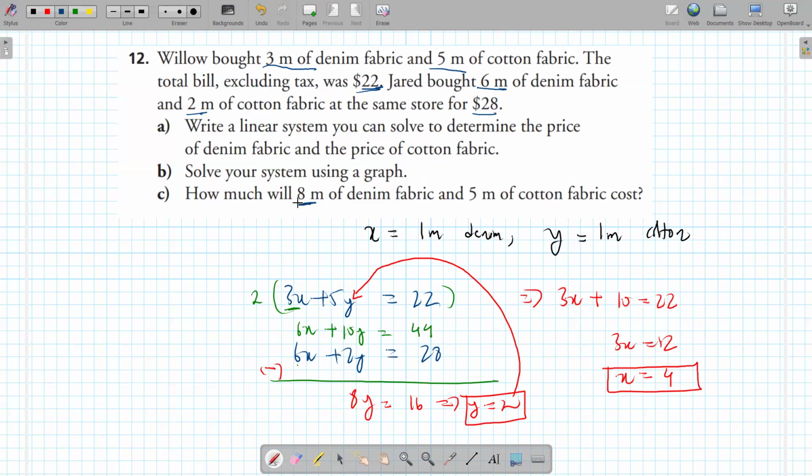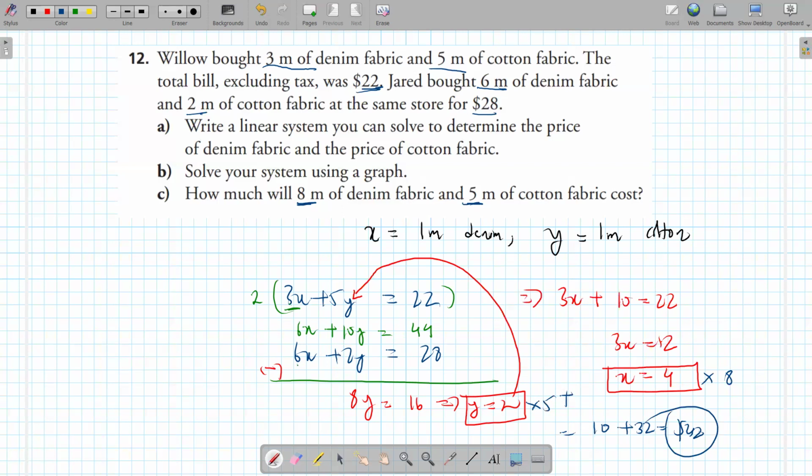How much will 8 meters of denim and 5 meters of cotton cost? Well, we know this is denim, so 4 times 8. And we know this is cotton, so 2 times 5, that's going to be 10 plus 32, that's going to be $42. And you are done with this question. Did that make sense? See if there's anything you did not understand.